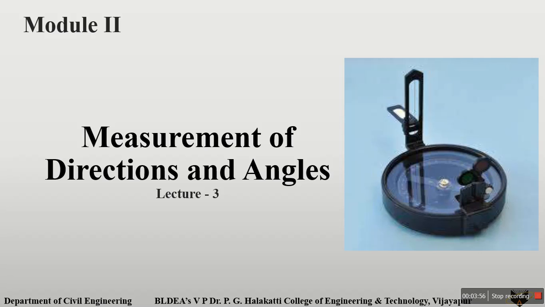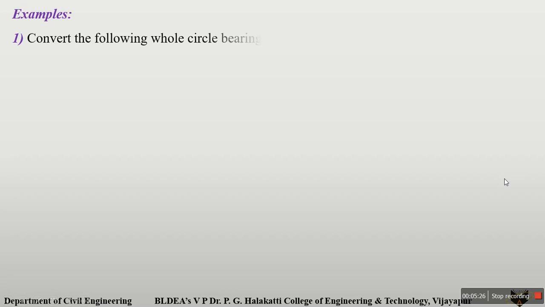On module number 2, that is measurement of directions and angles. In the previous class we discussed the conversions of the whole circle bearing to the reduced bearing, or conversion of the reduced bearing to whole circle bearings. So start with the first one. Here, the conversion from whole circle bearing to quadrantal bearing.